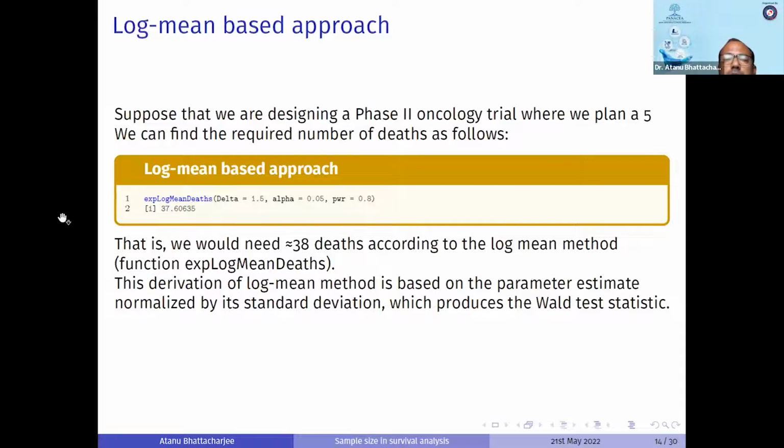So what we need to put is the log mean function, and between that only a single line, the delta value we have to meet. You have to put the alpha value and you have to put the power value. That's all. It will give you this number, 37.6. So 37.6 can't happen, so the next absolute value, 38 days, can be considered to conduct a study. So simple steps are needed.